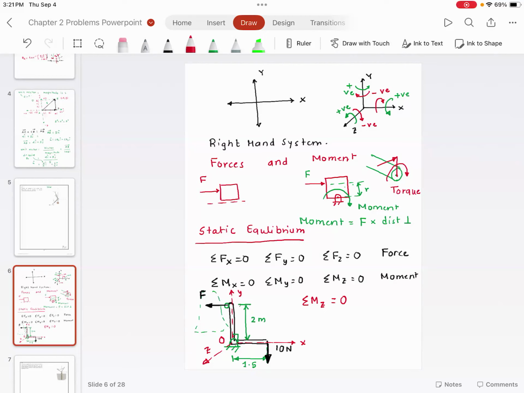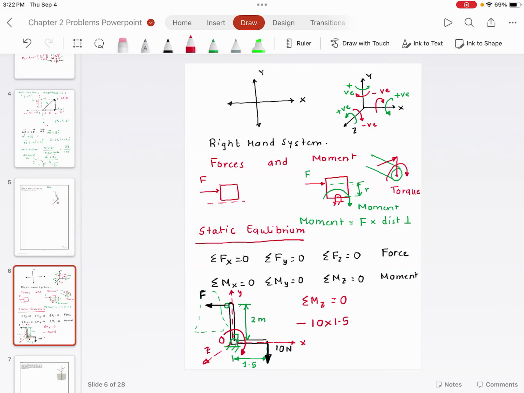Everyone understood this? So this movement is like this. Curl your fingers in the direction of movement. And when you do that, you see that your thumb is going towards the board. Z is coming out of the board. Thumb is going inside the board. So this moment is negative. So I'm going to call this 10 multiplied by 1.5. I'm going to add a negative sign. You agree with me?